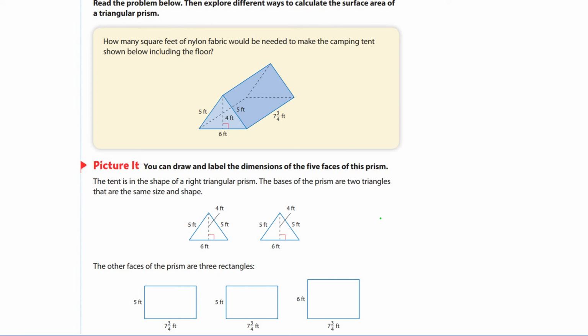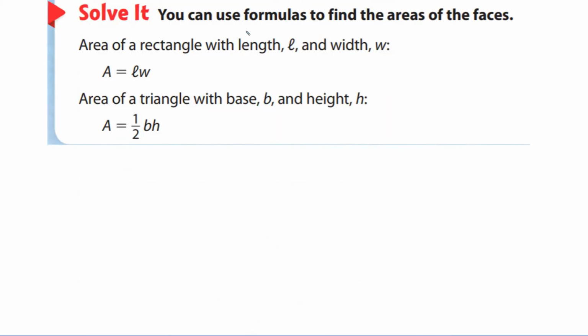The other faces of the prism are the 3 rectangles, which are 7 3/4 feet by 5 feet, by 5 feet. Don't let the fraction distract you from how to find the surface area of this tent. Let's solve it. You can use the formulas to find the areas of the faces. So you should know that the area of a rectangle with length L and width W is area equals length times width. The area of a triangle with base B and height H is area equals 1/2 times base times height. It's also on your reference sheet.